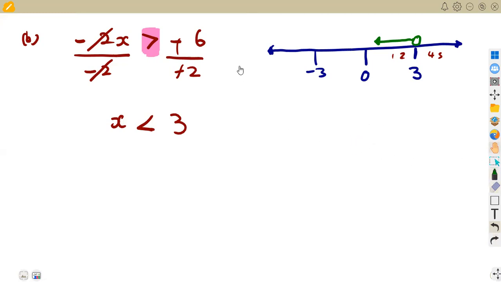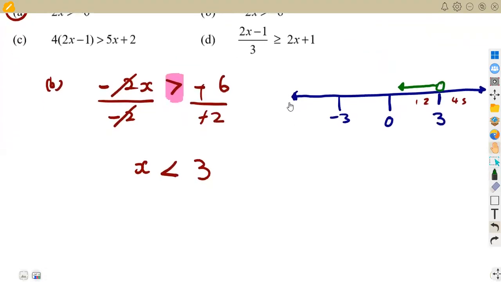It means the value is also included in the solution. You need that on your answer. Okay, so that's it, guys. Then C is the one and the same thing.